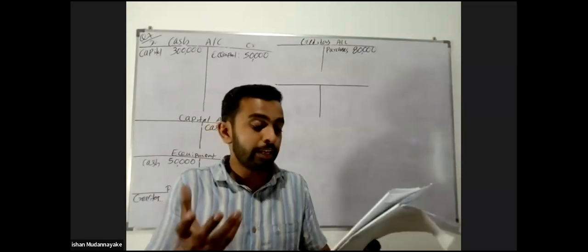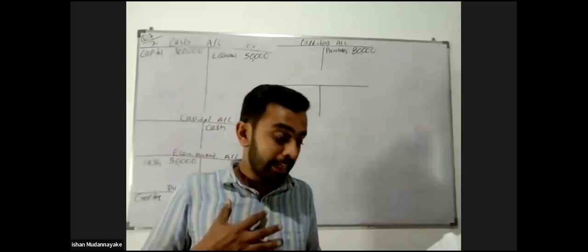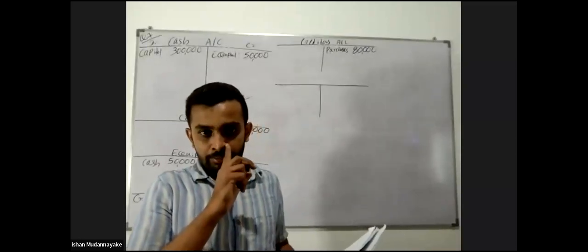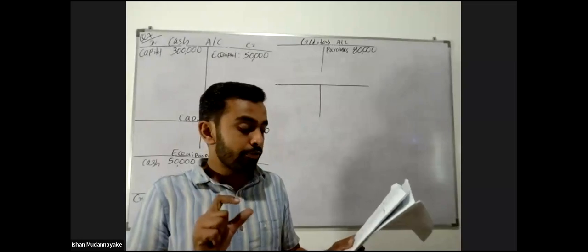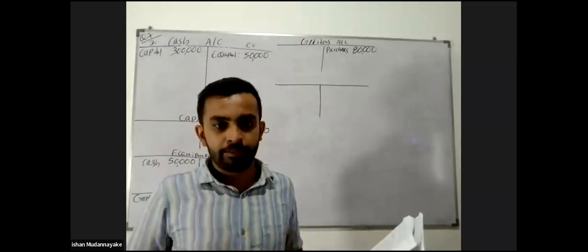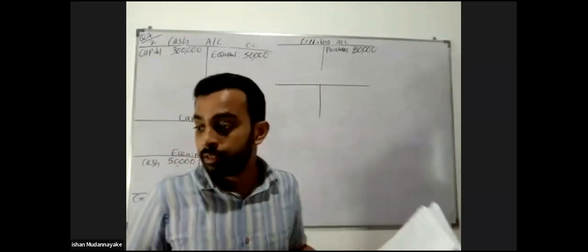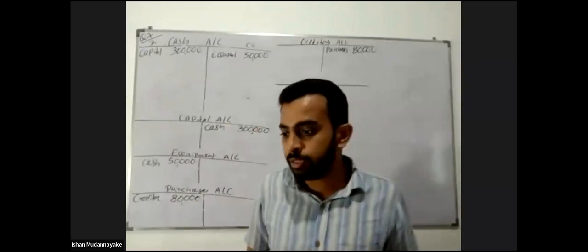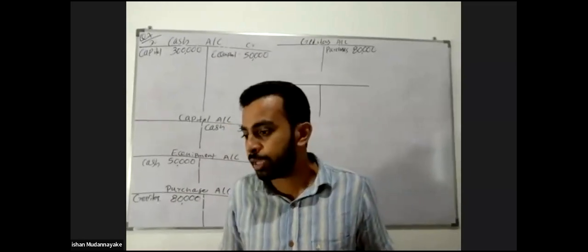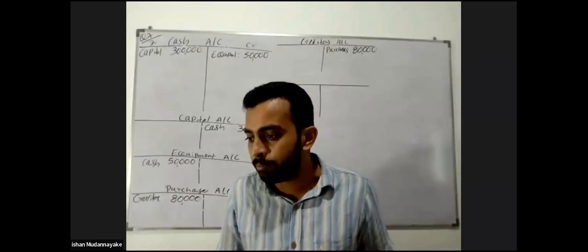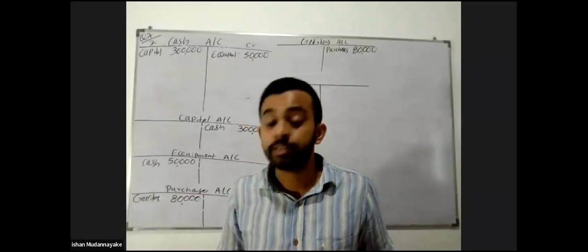Owner withdrew 5,000 from the business. We need to consider that 5,000 as drawings of the owner. You can't transfer this 5,000 to telephone expenses. This is one of the personal expenses of the owner. Then how to record this transaction? Because of this 5,000, is it cash inflow or outflow? Outflow. Yes, okay. Cash outflow.